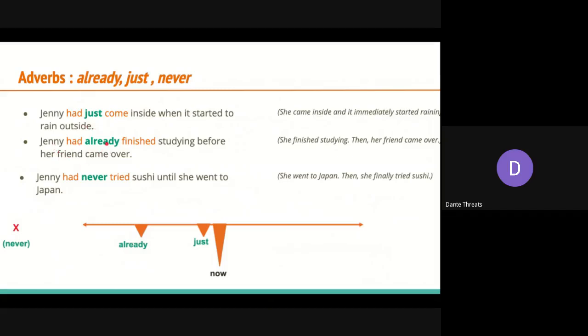Jenny had already finished studying before her friend came over. Okay, it means that she finished studying, then her friend came over, right? Jenny had never tried sushi until she went to Japan. So she went to Japan, then she finally tried sushi.